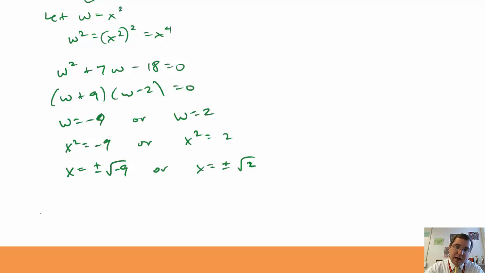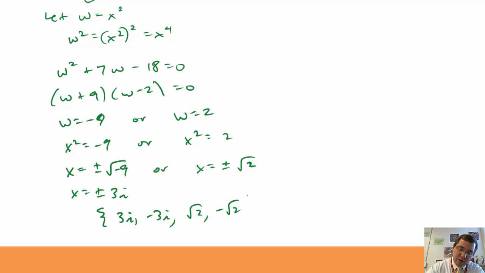Okay? The square root of negative 9 is the square root of 9 times the square root of negative 1. Remember, the square root of negative 1 is i. The square root of 9 is 3. So this is plus or minus 3i. And the square root of 2, we can't simplify any further. So I have 4 solutions here. I've got 3i, negative 3i, positive square root of 2, negative square root of 2. My solution set is the set of all 4 of those.